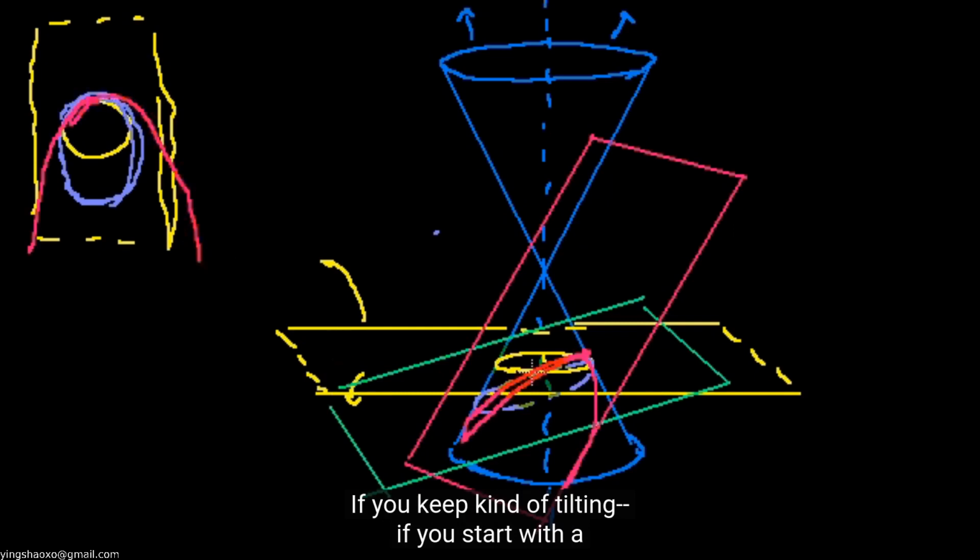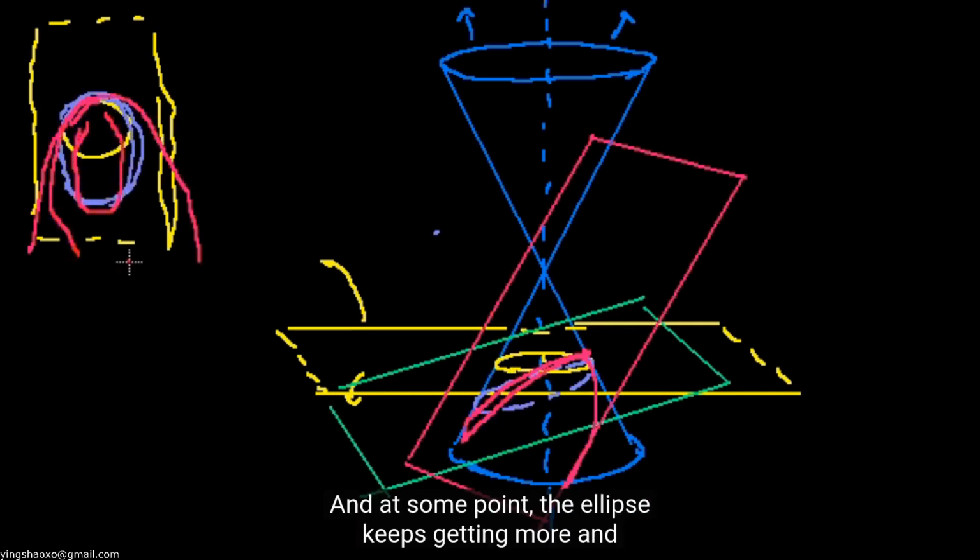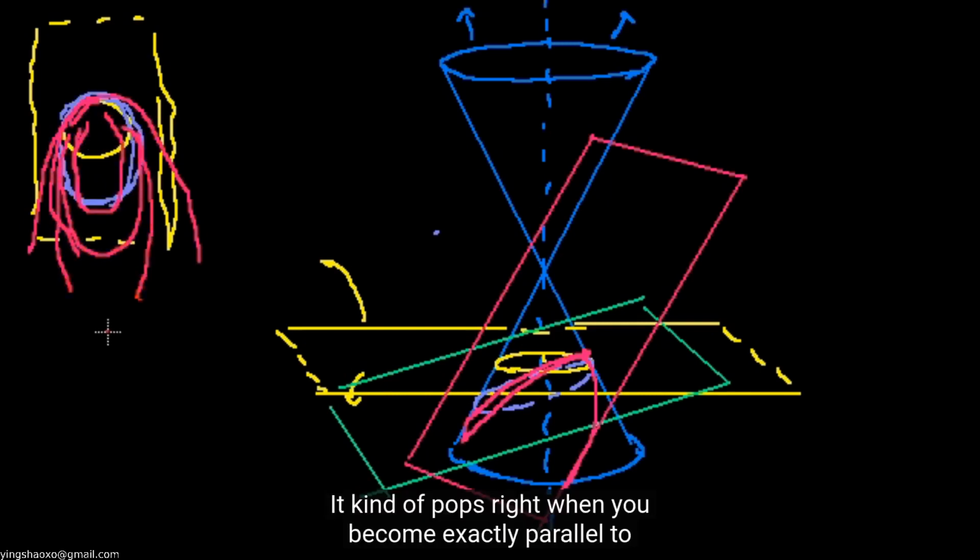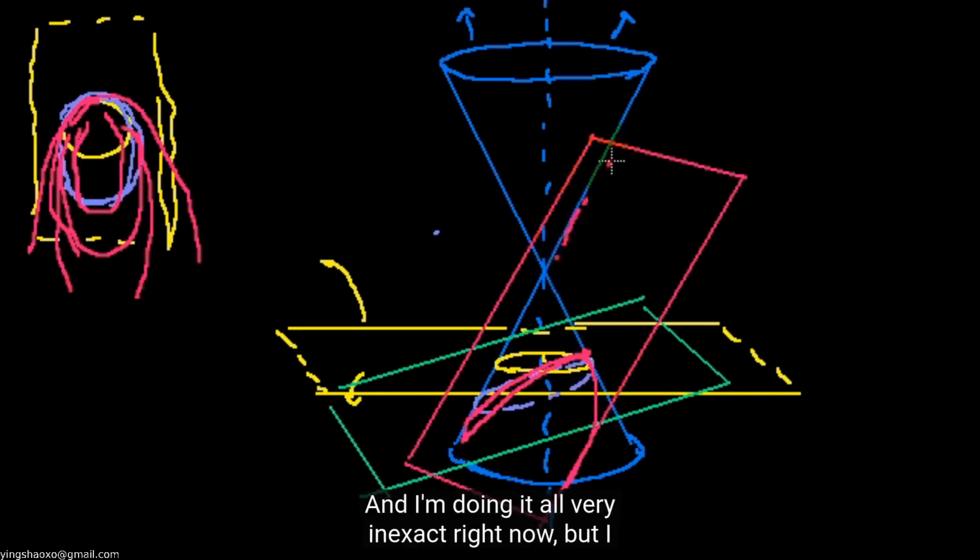If you keep tilting, if you start with a circle, tilt a little bit, you get an ellipse, and then a more and more skewed ellipse. At some point it pops right when you become exactly parallel to the side of this top cone. I'm doing it very inexactly right now, but I want to give you the intuition. It pops and it turns into a parabola.